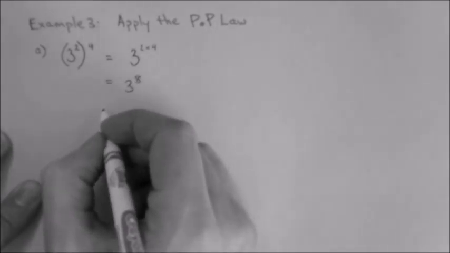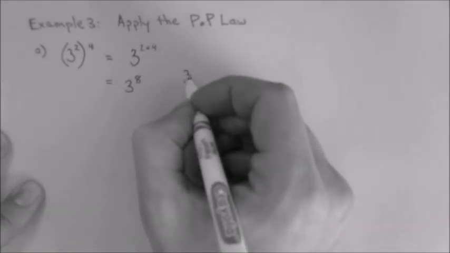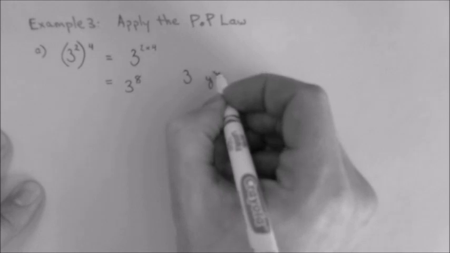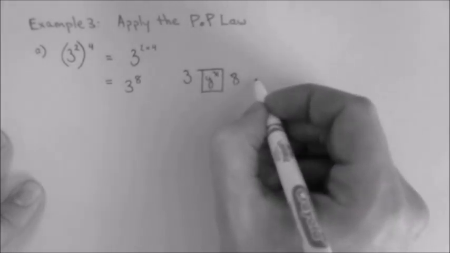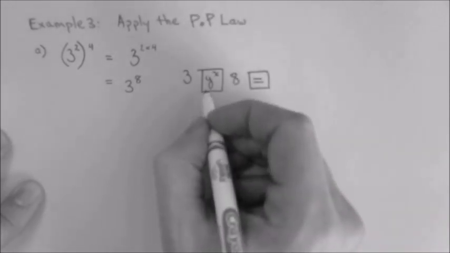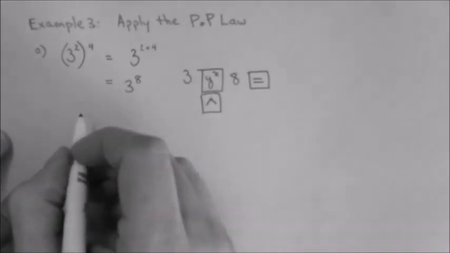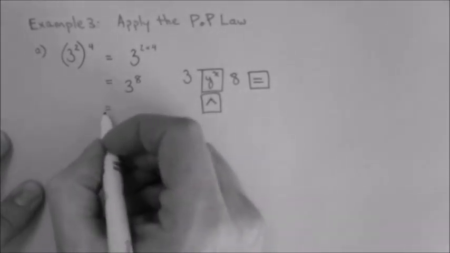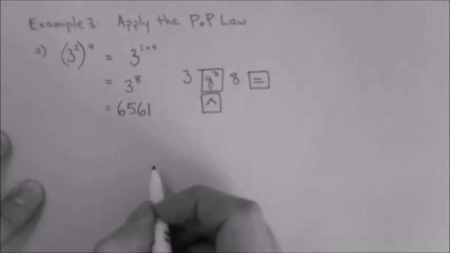And we're asked to evaluate. Again, we would do this on our calculator. We would just hit 3, and then you might have a y to the power of x button, and then you would hit 8, and then you would hit equals, and you'd get your answer. You might not have a y to the power of x button, you might have a caret. That will do the same thing. The final answer here is 6,561.